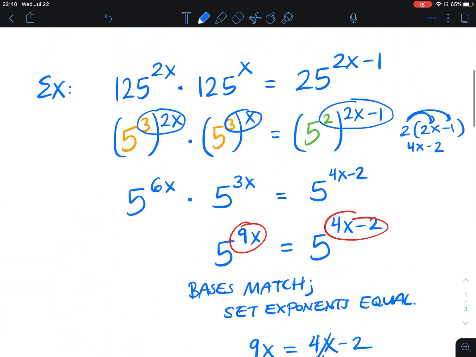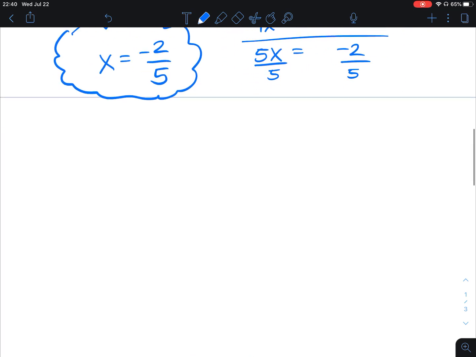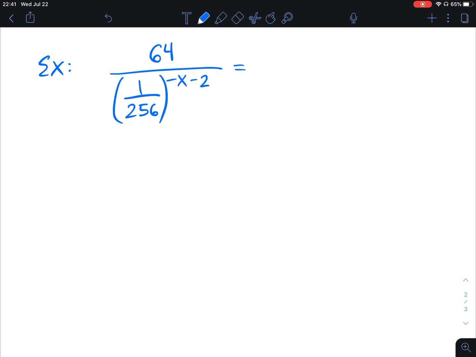fractions. So this was a pretty friendly making the bases match kind of problem. You may disagree a little bit because the numbers are large, but this next one will incorporate some fractions. All right, so let's try another one similar to that guy. This time, let's say we were given 64 divided by 1 over, I'm going to go with some crazy numbers here, 256 raised to the power of -x minus 2, and that's equal to 4 cubed.